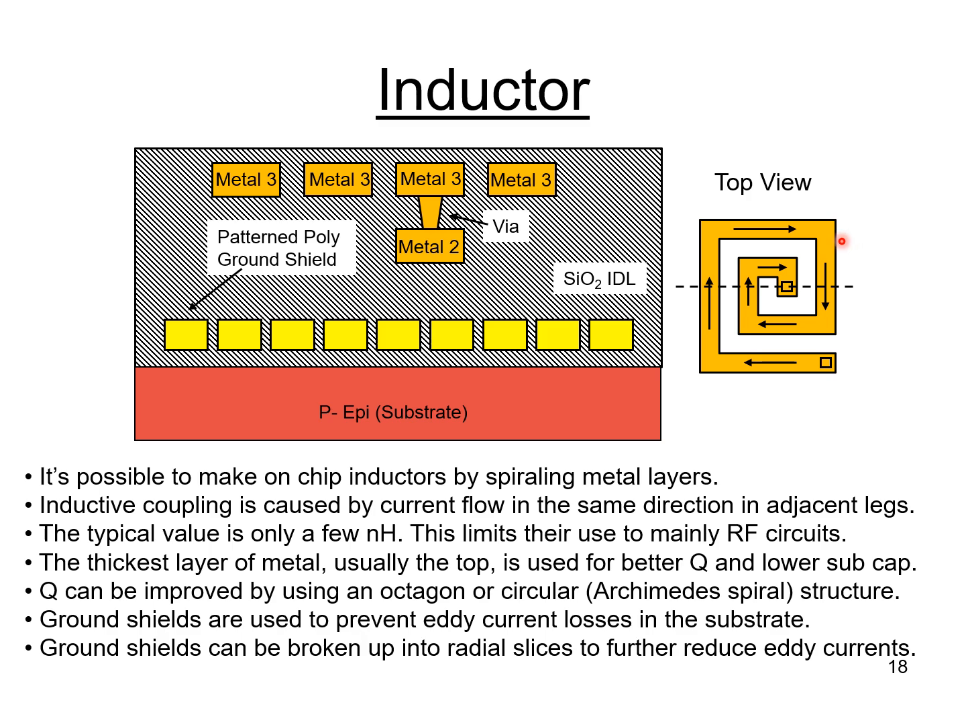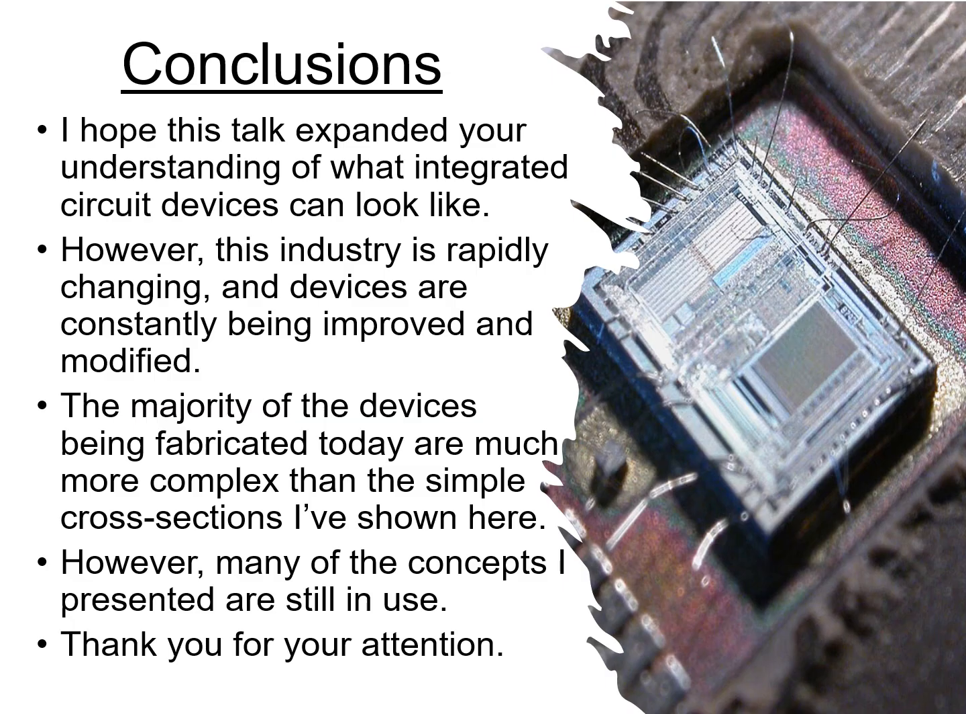Ground shields can also be used to improve the Q, and a ground shield will prevent some of the losses due to eddy currents in the substrate. And you can see I've drawn a ground shield on the cross section down below. And generally these things are made out of poly, and they're broken up into radial slices. And the radial slices will tend to reduce the eddy currents. The eddy current in the substrate won't be able to follow the spiral inductor above. It'll have to flow through the radial slices.